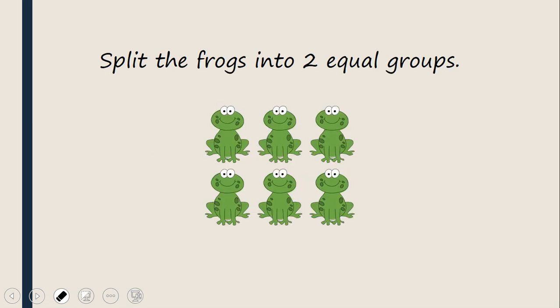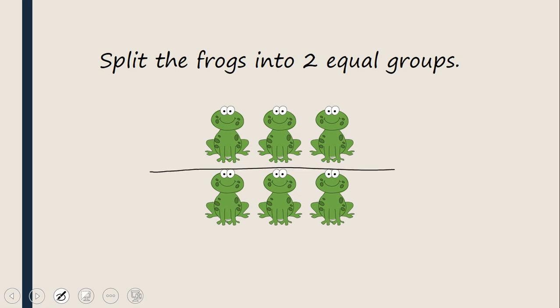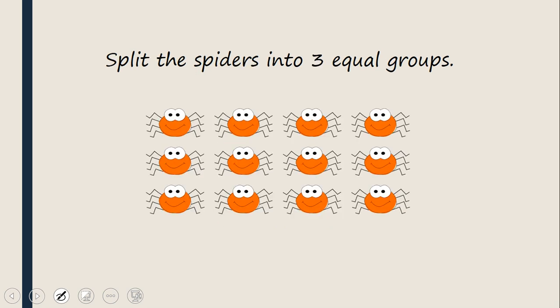Now, how can I split the frogs into 2 equal groups? Now remember, 2 equal groups. What could I do? I could do a line like this. But that would give me 3 equal groups, which I don't want. So if I'm going to cut it, I can just draw a line there, and that will be 2 groups. Group 1, group 2.